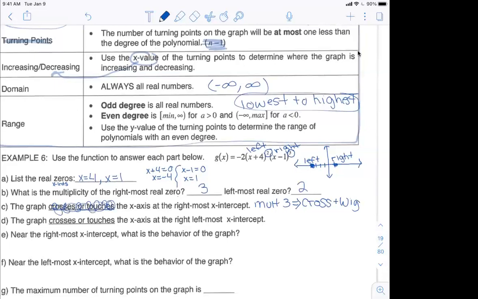Okay, so I'm going to cross out those options. Cross and wiggle is more exact. For touch means the same thing as bounce, in case you ever see that word. Touch means bounce.